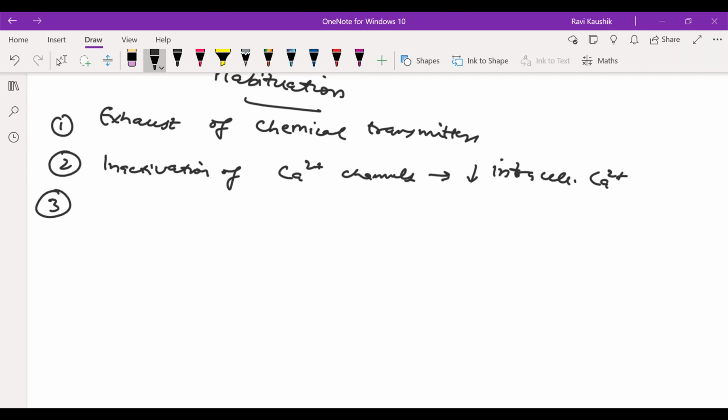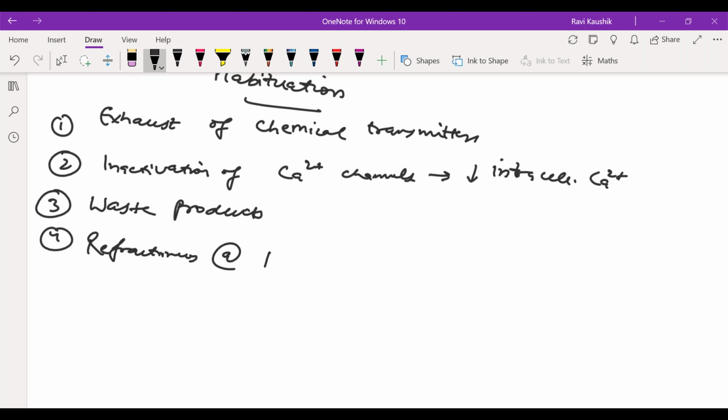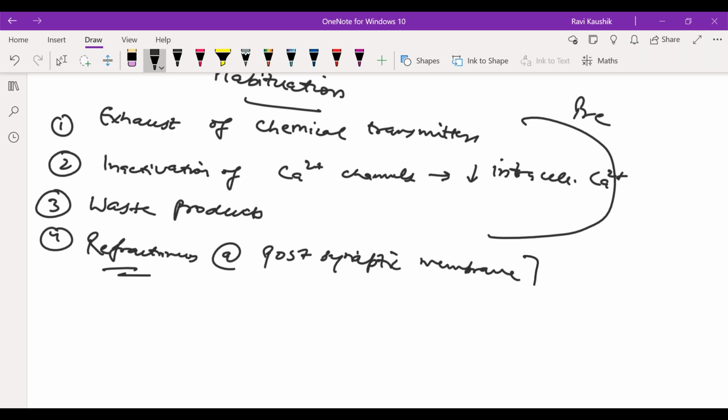And there can be a third reason also. There can be accumulation of waste products. There can also be a fourth, refractoriness at the level of the post synaptic membrane. Why will refractoriness happen at the post synaptic membrane? Sometimes there is invagination of the receptors also. So these are the reasons at the presynaptic membrane, and this is at the post synaptic membrane. And that is the reason of the fatigue, right? So synapse and neuromuscular junctions are the most common site of fatigue.